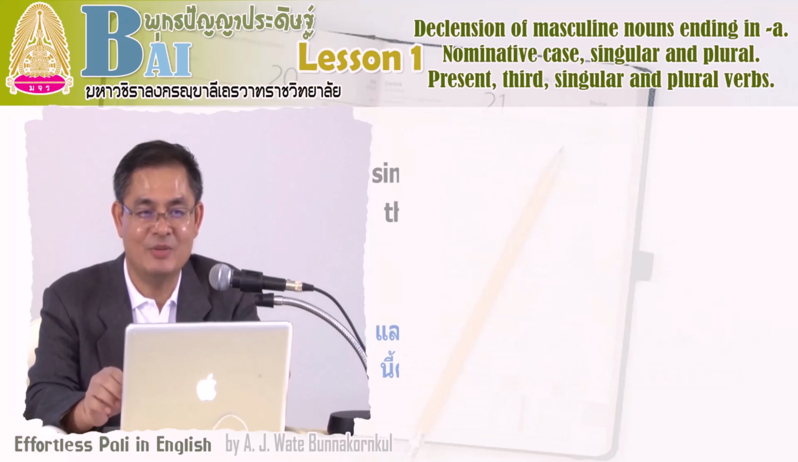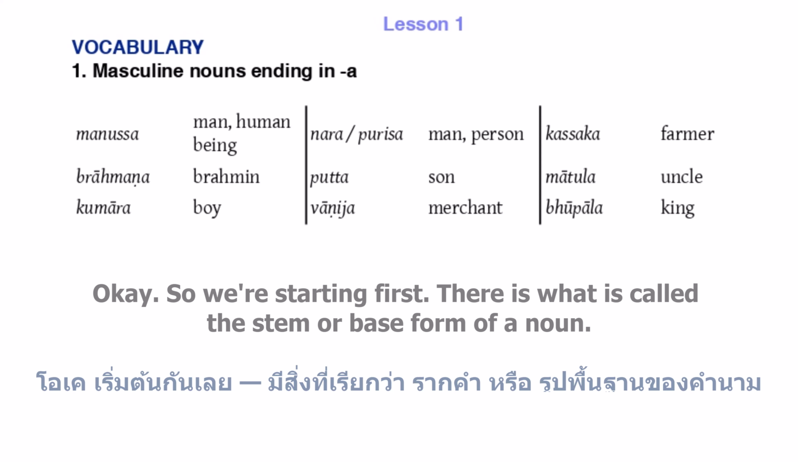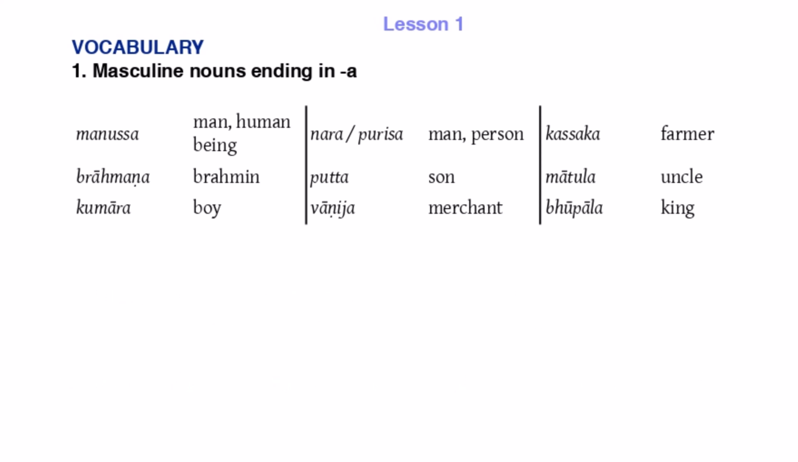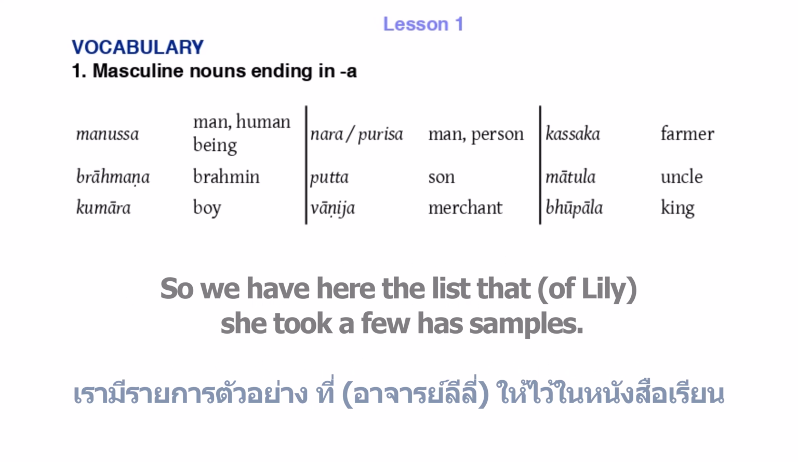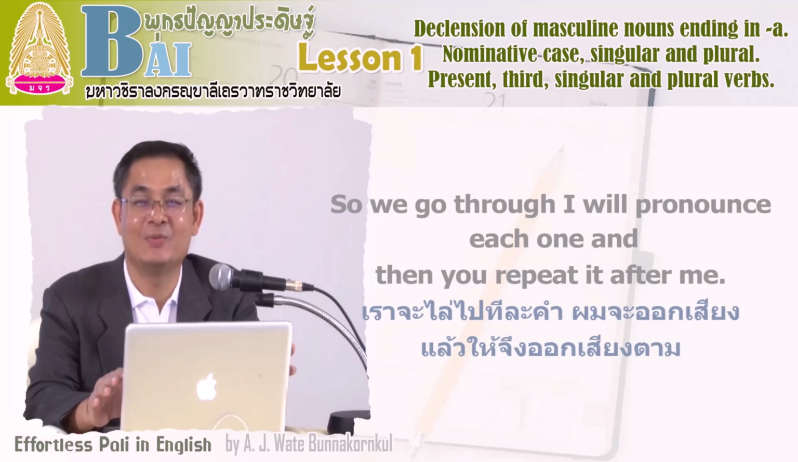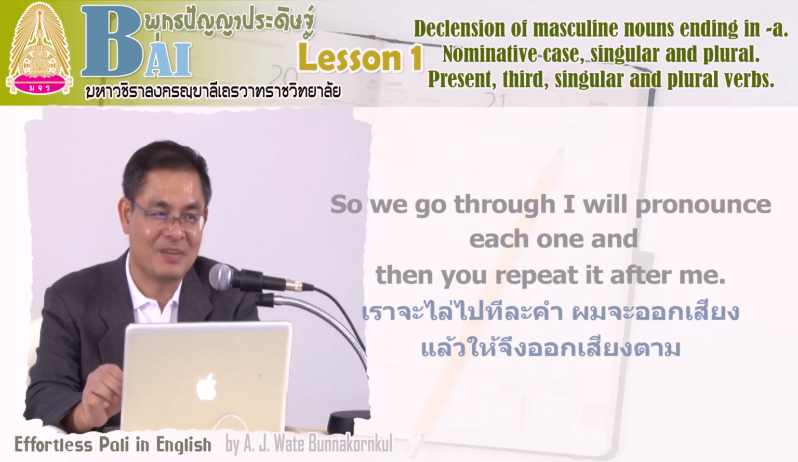And so we're going to begin very simply. What's good about this book is that it begins very simply and builds up very gradually. Okay, so we're starting first. There is what is called the stem or base form of a noun. And the most basic class of nouns are the masculine nouns ending in the short a. So we have here the list of a few samples. So we go through. I will pronounce each one, and then you repeat it after me.